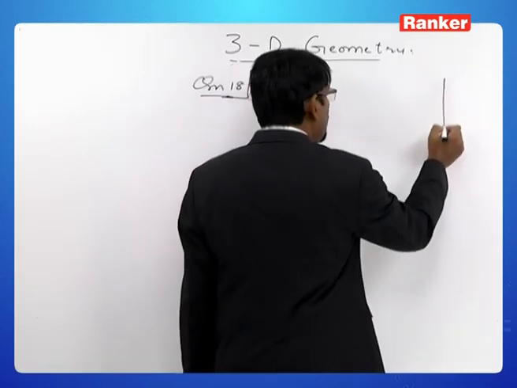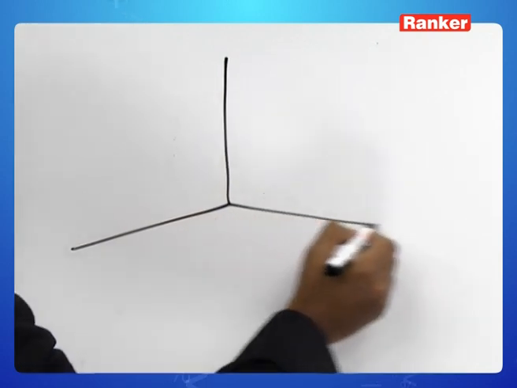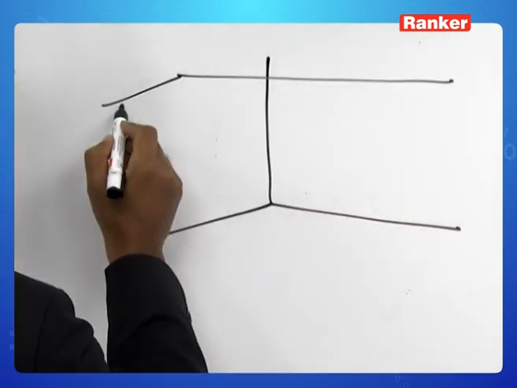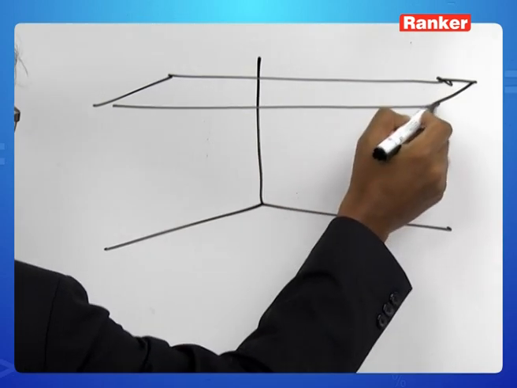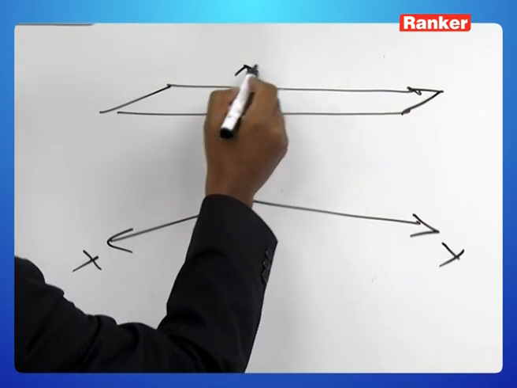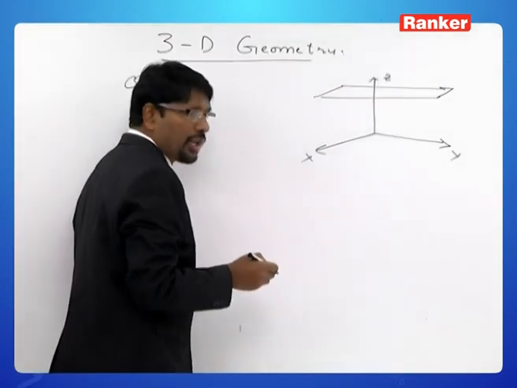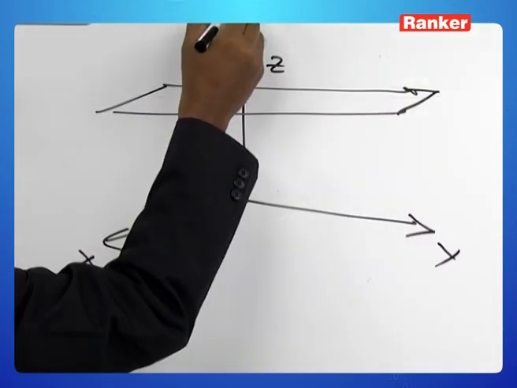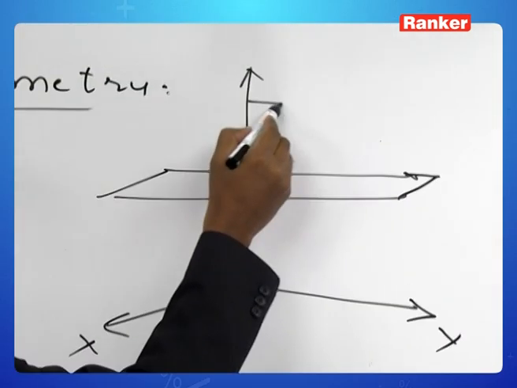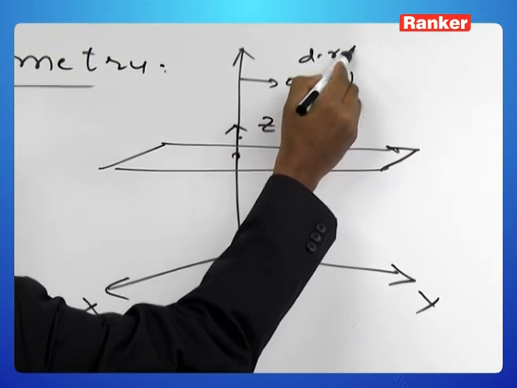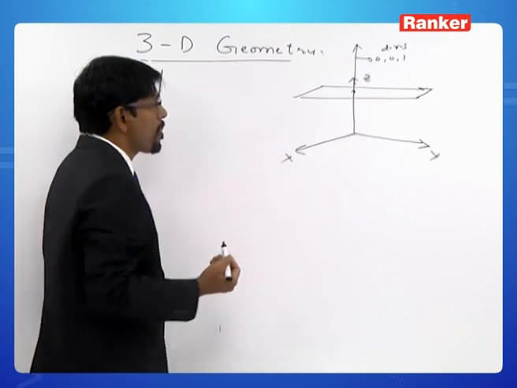Now we have a plane perpendicular to the z-axis. Now let us think that this is x-axis, this is y-axis and this is z-axis. A plane perpendicular to z-axis. So the normal DRs will be the DRs of the z-axis. What are the DRs of z-axis? 0, 0, 1. So these are the DRs of the normal to the plane.